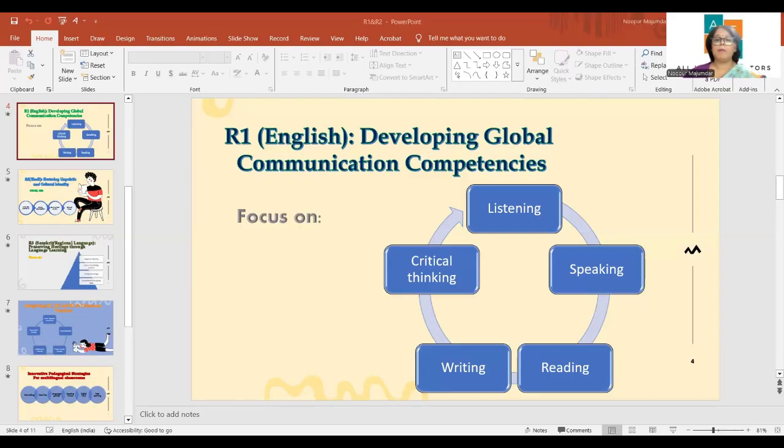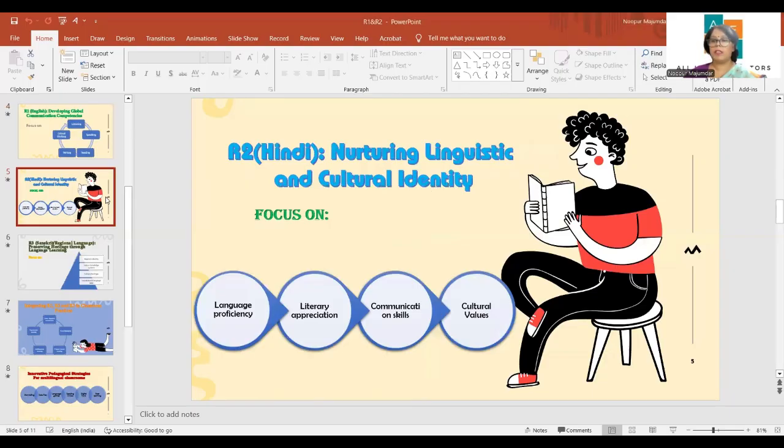Now moving ahead, the next slide is about Hindi, right? So let us now move to R2, which we have taken as Hindi. According to NEP 2020 and CBSE, every language is valuable. It's not that because English is a global language, it stands at par, because it carries culture, emotion, tradition, and way of thinking. हमारी मातृभाषा हिंदी.